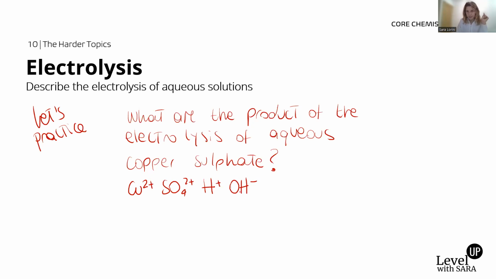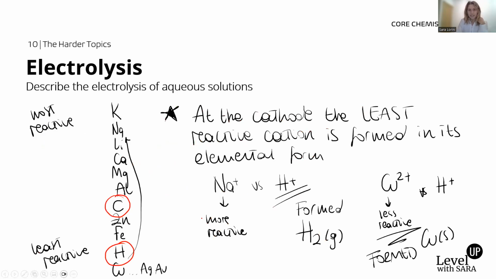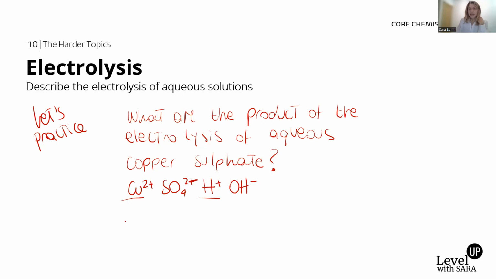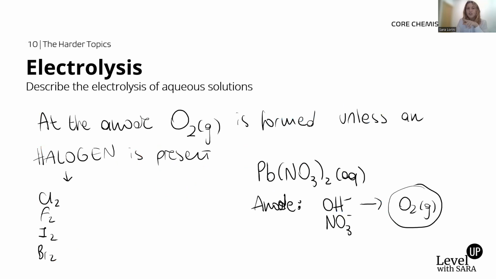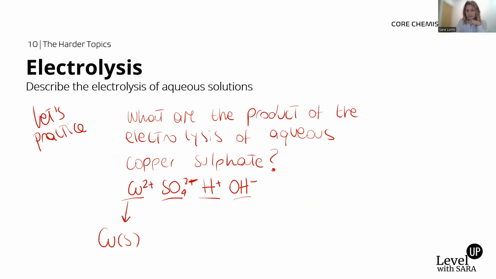We need to remember the rules for the cathodes. Sorry, this is supposed to be a minus, not a positive. For the cathode cations, the least reactive cation is formed. And we will look at the reactivity series. Copper is below hydrogen, so this is the least reactive. This is going to be formed. Copper solid. Between the sulfate and the hydroxide, the rule was at the anode, oxygen is formed unless a halogen is present. So this is not a halogen, which means that oxygen will be formed.